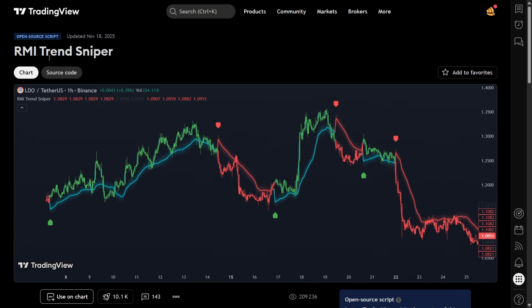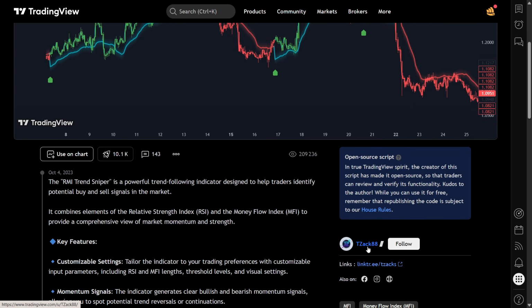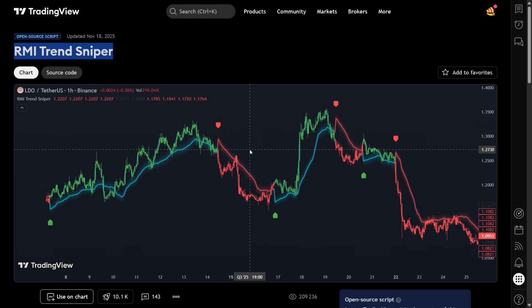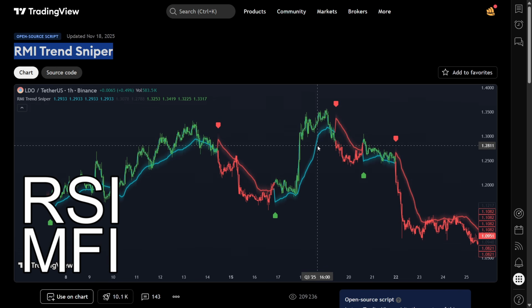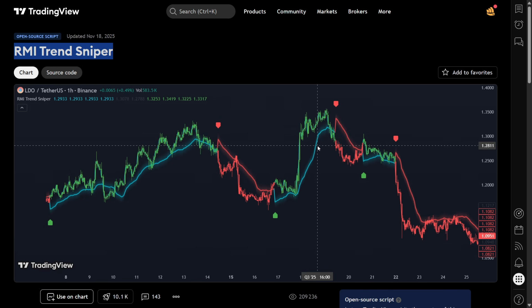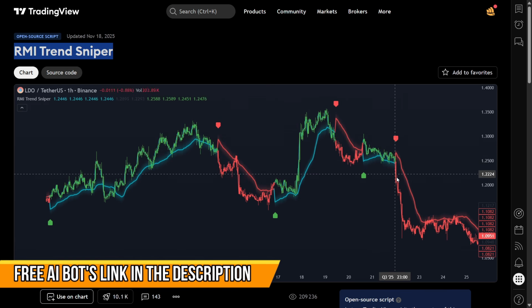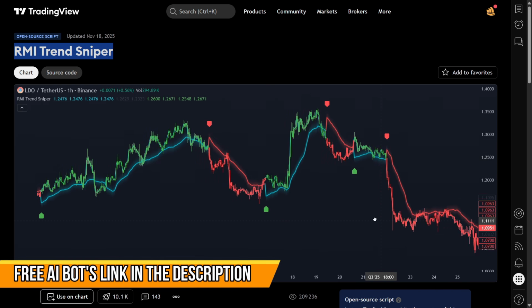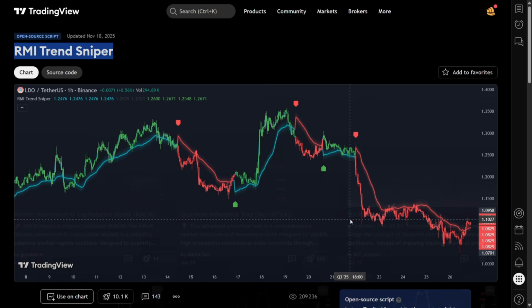The second trend indicator is Auto MI Trend Sniper by TZAC88. At first it looks like a moving average, but it is not just a moving average line. It also uses RSI and MFI in the calculation, which means it is considering momentum and volume together with price. That helps it identify trend conditions in a smarter way than a simple average.